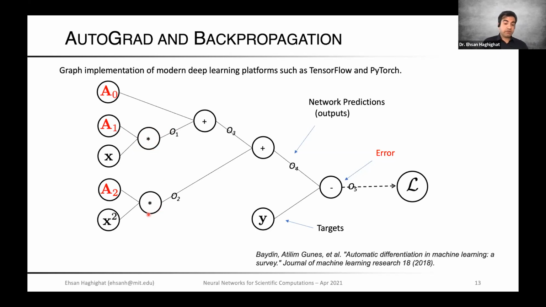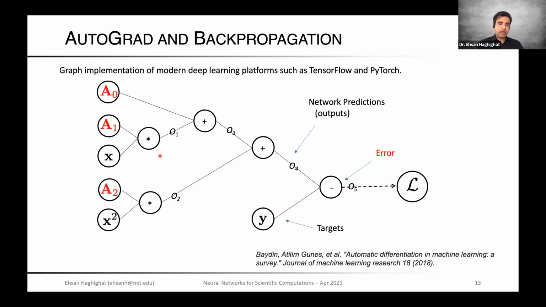And this has been one of the main reasons for the success stories of neural networks, which is an algorithm called AUTOGRAD, or automatic differentiation. So this helps us to now have many layers, because now this automatic differentiation algorithm can follow this graph and can do the derivatives for us, which is needed for the training.